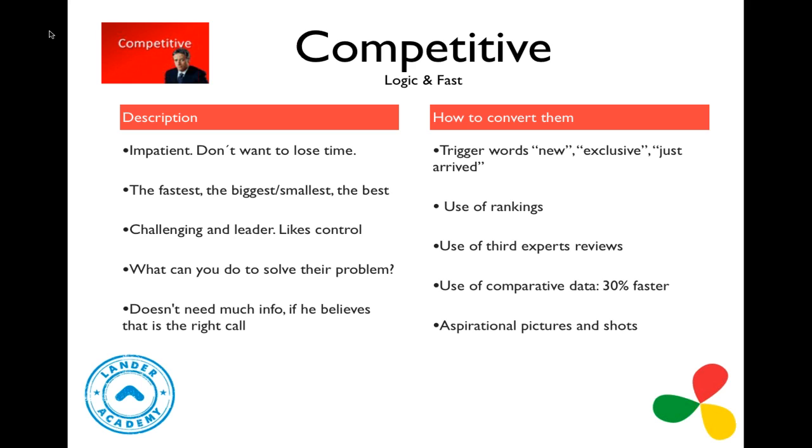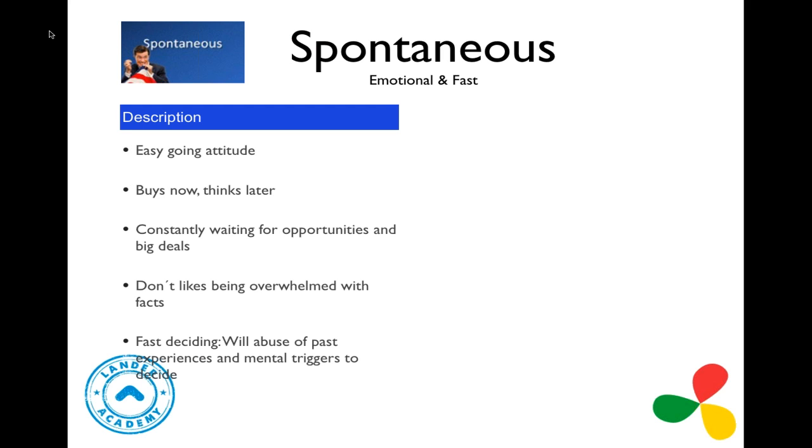Spontaneous users are fast deciders as well, but they are emotional. This is an argument or a conversation that I've had many times, and I'm sure that you have had as well: putting or not putting "buy now" in your button. If you have this personas approach, you will understand that putting "buy now" in the button will work with some people. For slow thinkers, it's not going to work. But for spontaneous people, it will work.